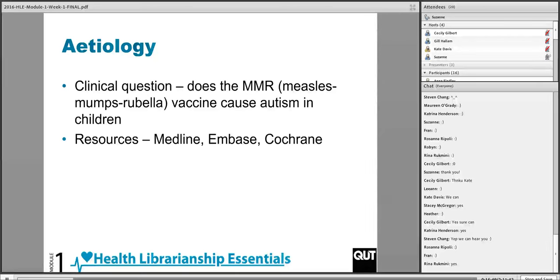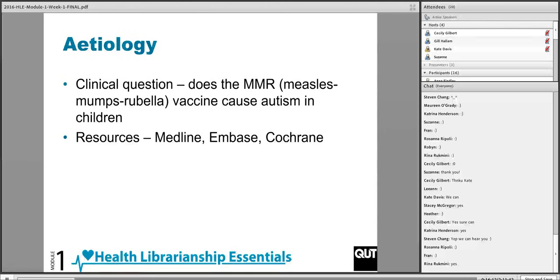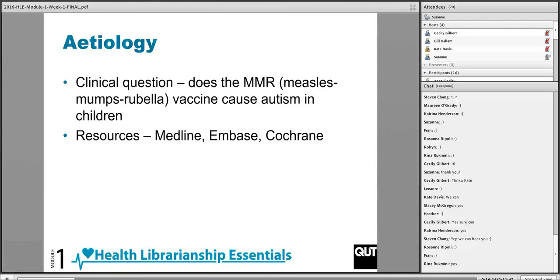So when the clinician is considering etiology, this is the kind of question that a clinician might ask a health librarian to research. So in this case, the question is, does the measles, mumps, rubella vaccine cause autism in children? And this is something that has been floating around in the news for quite a few years now. It's a question that GPs may encounter when they're recommending childhood vaccination. It's an emotive topic and it can cause parents great concern.